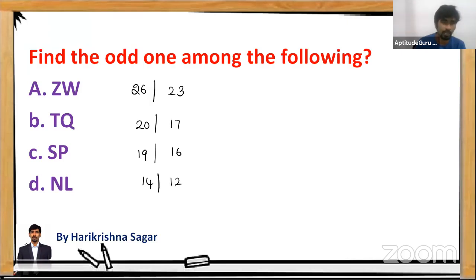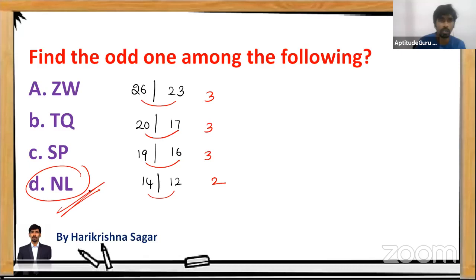We just observe the difference between elements to mark the odd man out of the following. If you observe, the difference is 3, the difference is 3, the difference is 3. But if you observe, the difference here is going to be 2. That means odd man out is going to be option D. You can mark it as answer choice.